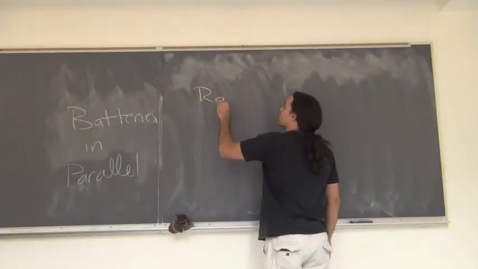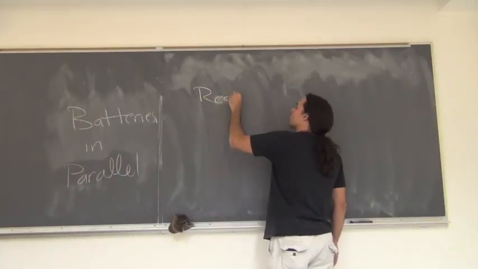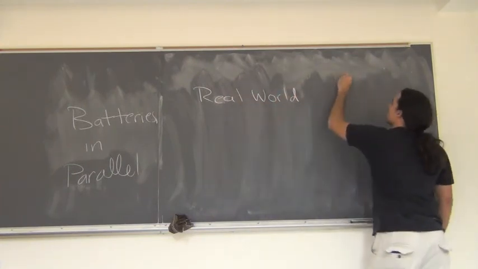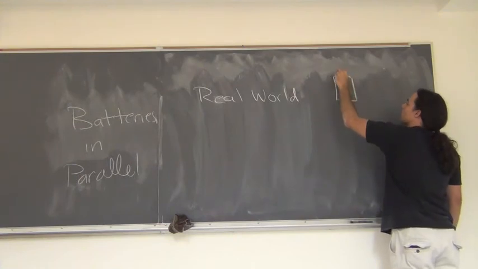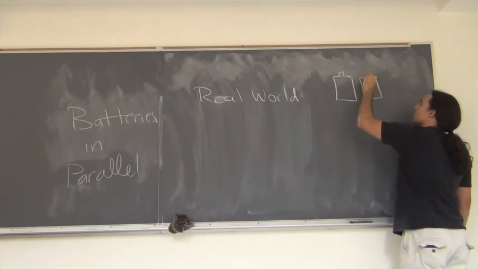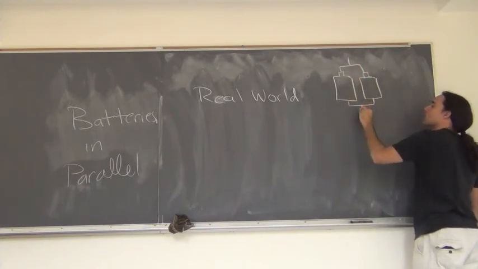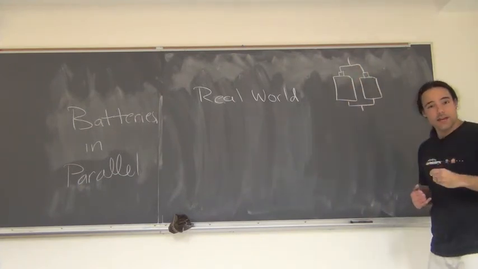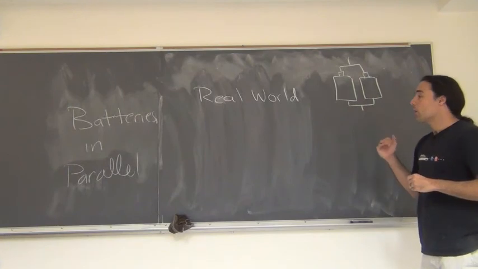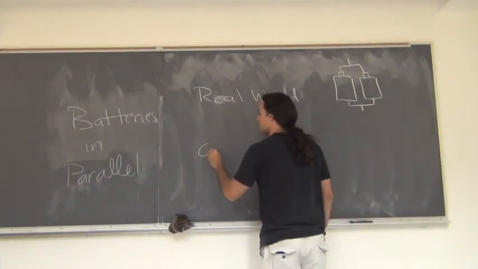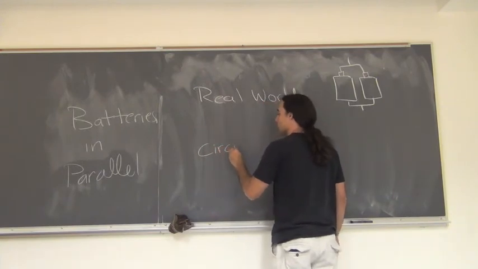So again, I'm going to draw a real-world picture. And what we did in the real world is we took two batteries, like this, and then we connected this part of them, connected the positive end, and we connected the negative end. Well, we can do the same thing in our symbolic circuit world.